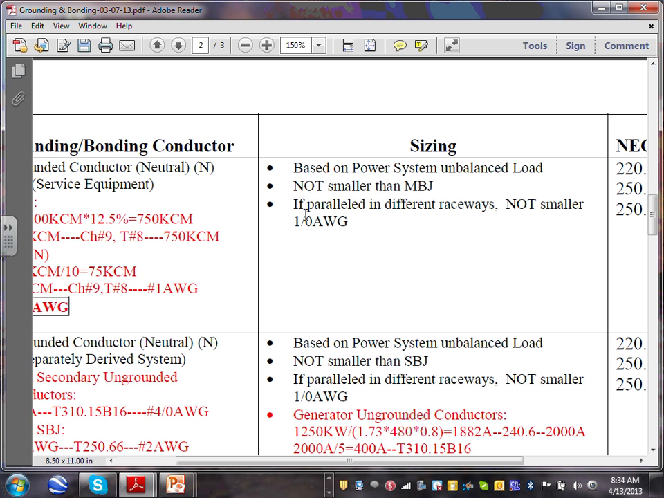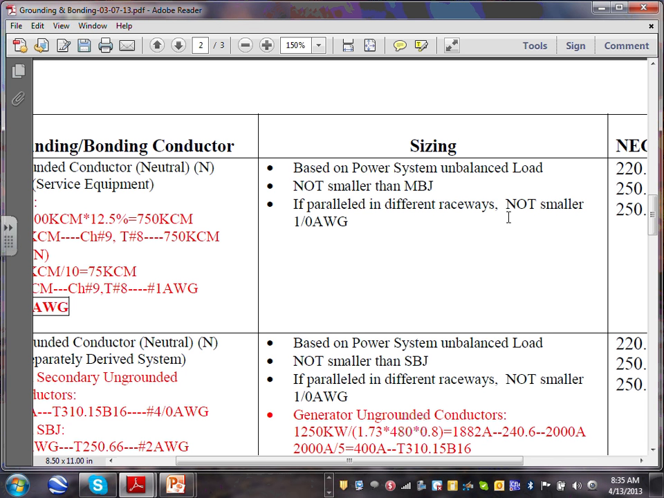Now, this third bullet says if paralleled in different raceways. If you decided to parallel in different raceways, can anybody raise their hand and say, I brought feeders from a transformer to a 4,000 amp switchgear, and I put all the feeders in one conduit? There's no way you can do that. There's not enough conduit size. So what do you need to do when you do that size of a project?